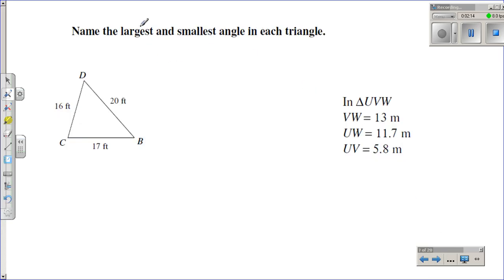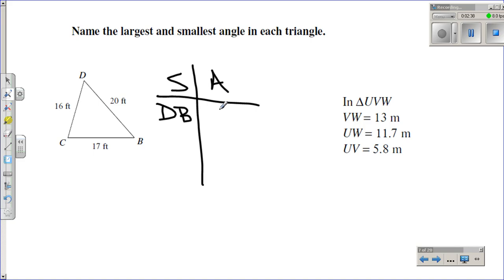Look at this. This says name the largest and smallest angle in each triangle. It's the same thing. We set up our chart, sides, angles. This time it says largest and smallest. Our largest side right here is 20. That is DB. What letter's missing? C. So C's our largest. So we'll say largest. Then the smallest side, 16, is DC. Smallest side, DC. What letter's missing? B. So that would be the smallest.